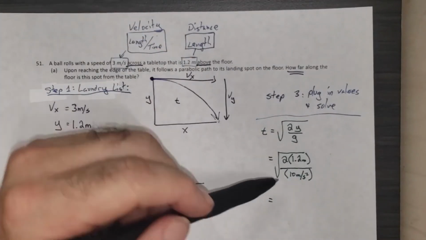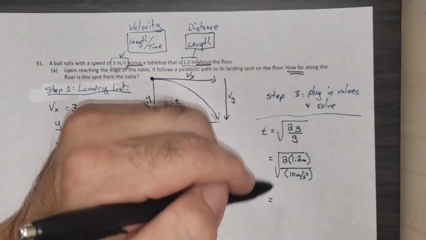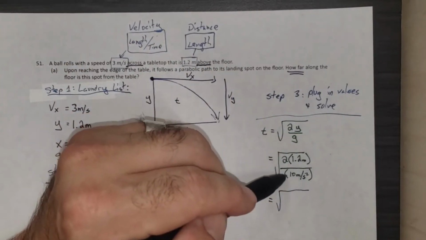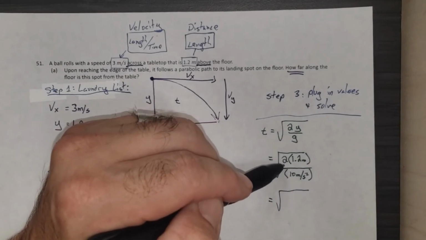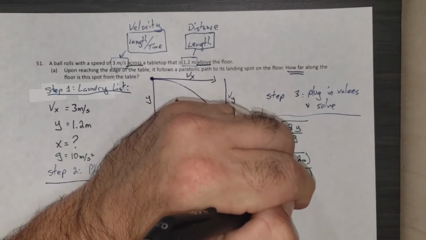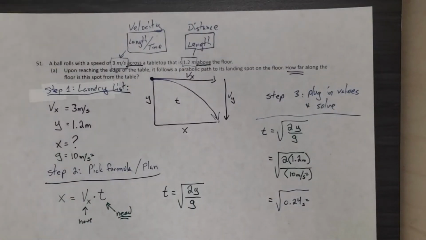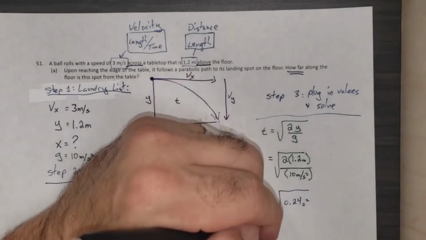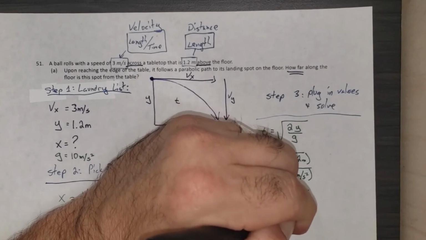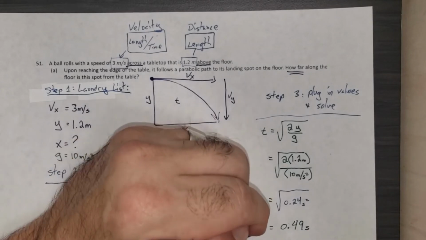Now, in your calculator, I'll do this in blue because I don't need to see this on the page, but leave the square root and do this part in your calculator. So 2 times 1.2 is 2.4. We divide by 10, we get 0.24, and we get seconds squared. Now, in your calculator, you'll do the square root of this, and that ends up equaling 0.49 seconds when you round that to 2 decimal places. So this is our value for time.